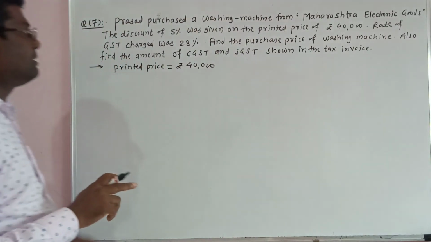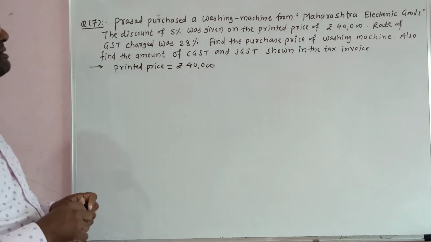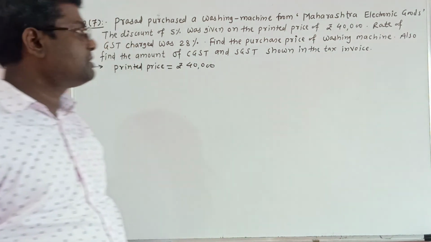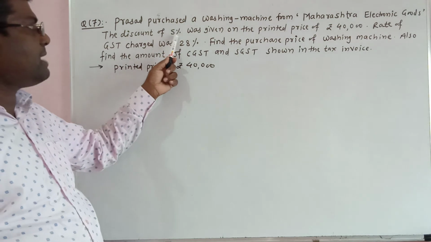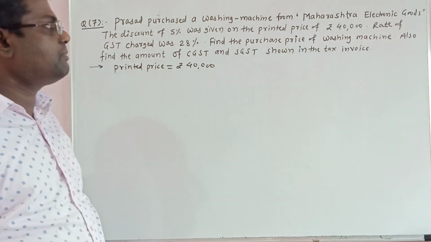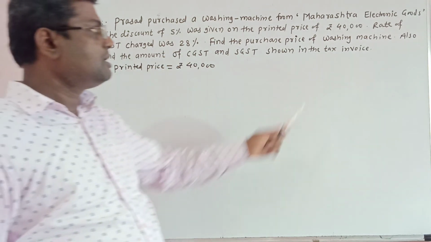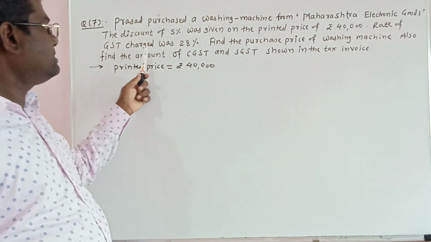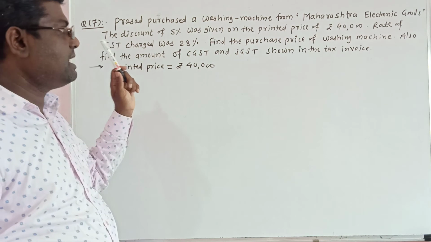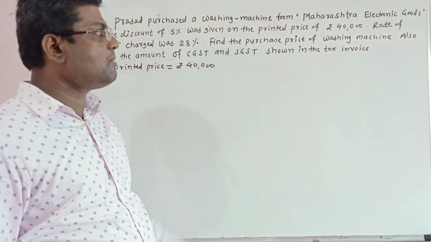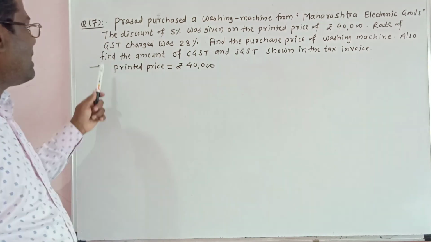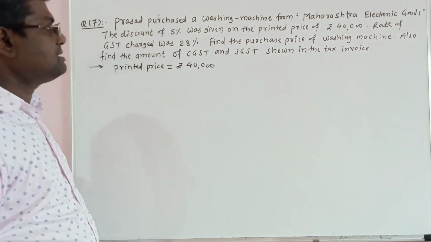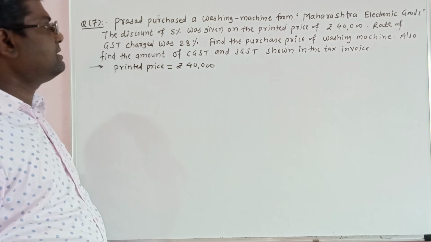Question number 7. Prasad purchased a washing machine from Maharashtra Electronic Goods. A discount of 5% was given on the printed price of rupees 40,000. The rate of GST charged was 28%. Find the purchase price of the washing machine. Also find the amount of CGST and SGST shown in the tax invoice.